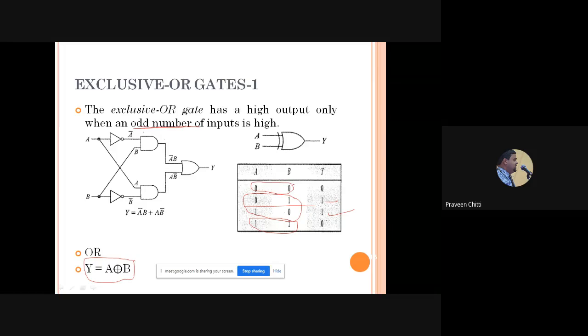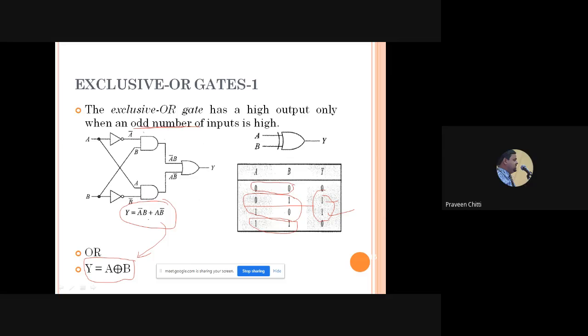Out of these 4 combinations, only these 2 are high. So you should take these, and then take the OR operation. You will get A XOR B. What is this? A bar B. What is this? A B bar. So take the OR operation. You will get A XOR B as what? A bar B plus A B bar. I hope it is clear how you get this equation from the truth table.